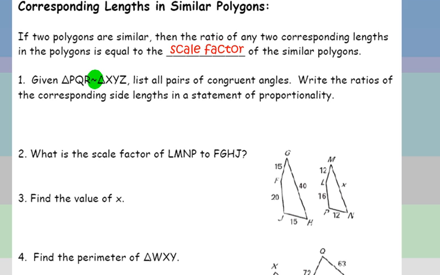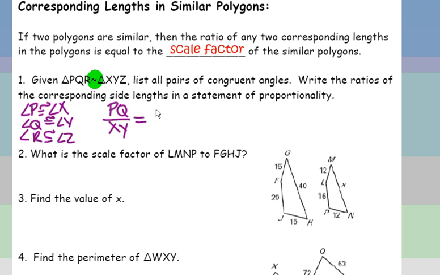And what that tells me is, because I know my similar figures have congruent angles, then I know that angle P is going to be congruent to angle X, and angle Q is going to be congruent to angle Y, and angle R is going to be congruent to angle Z, right? Just like it was in congruency. But then I know my side lengths are going to be proportional, which means that the ratio of PQ to XY is going to be equal to the ratio of QR to YZ, and also the ratio of PR to XZ. Okay, angles are congruent, sides are proportional, and this ratio is going to give me the scale factor of my polygons.